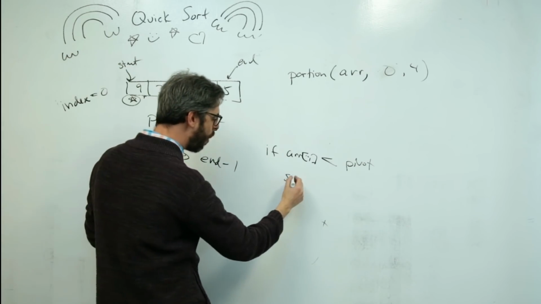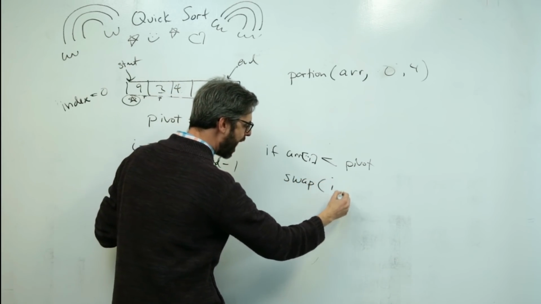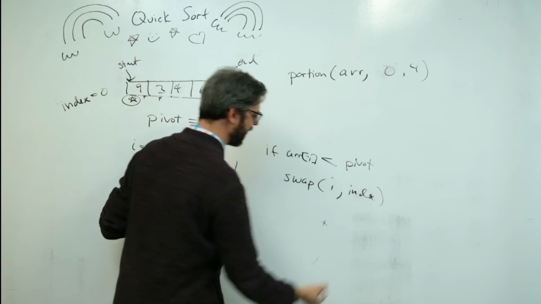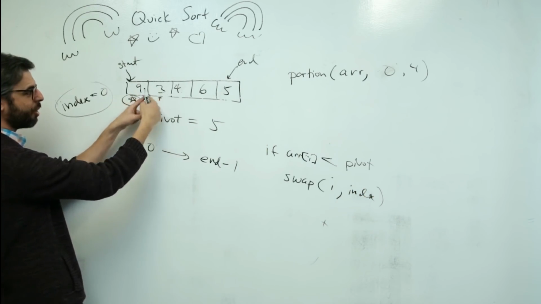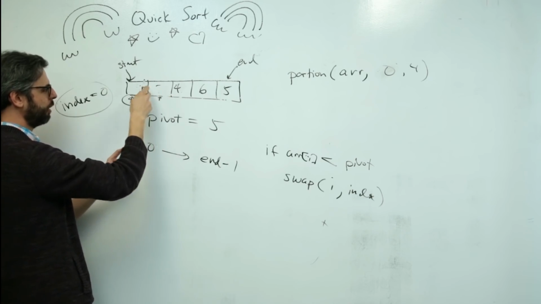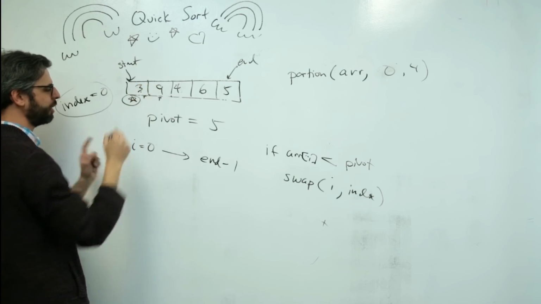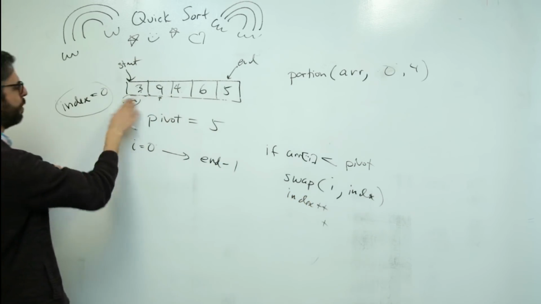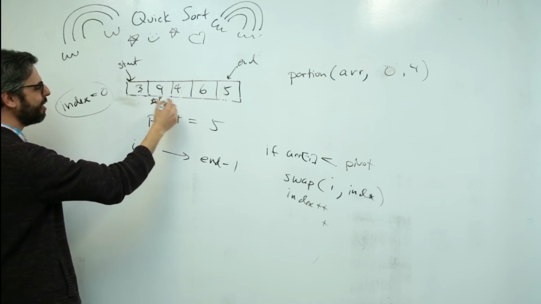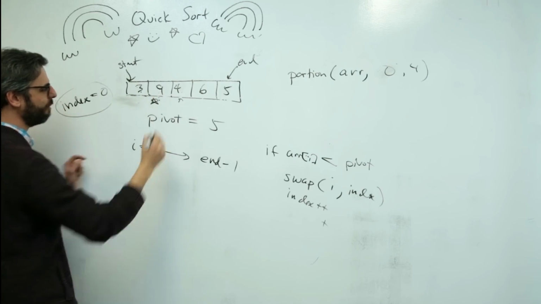I now swap i and wherever the pivot index is. Remember, the pivot index was at 0. So 3 and 9 are going to swap. So 3 goes here and 9 goes here. And then guess what I do? I move that pivot index. So the pivot index is now here, and then I move i, and I'm checking 4.